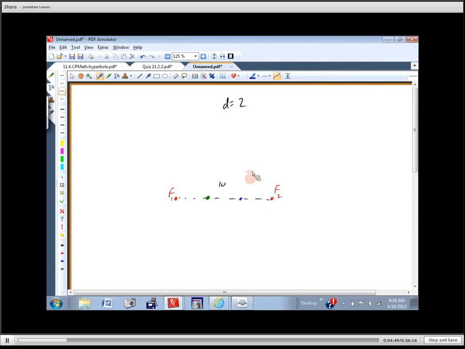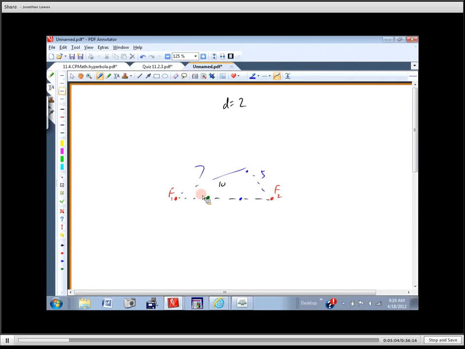Now let's say I make this distance a little longer. Let's say I make this from here to here, let's say that's 5. The difference has to be 2, right? So what does the other one have to be? The other one's got to be 7. So from here to here, it's got to be 7.